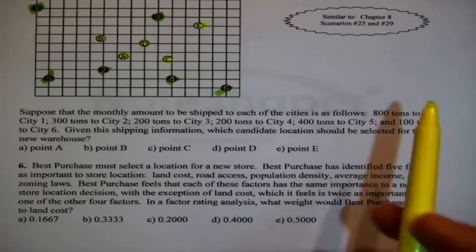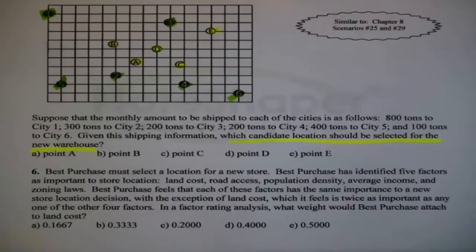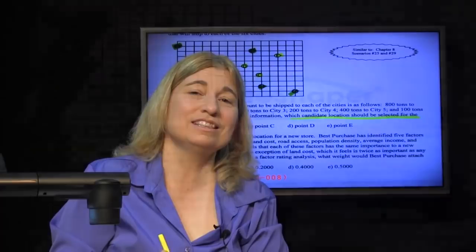Oh, wait, there's more information. Suppose that the monthly amount shipped to each of the cities is as follows. There's 800 tons to city 1, there's 300 to city 2, 200 to city 3, 200, 400, 100. Given the shipping information, which candidate location should be selected for the new warehouse? That's the answer that we're trying to find.